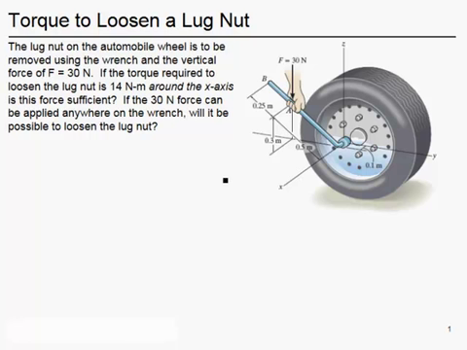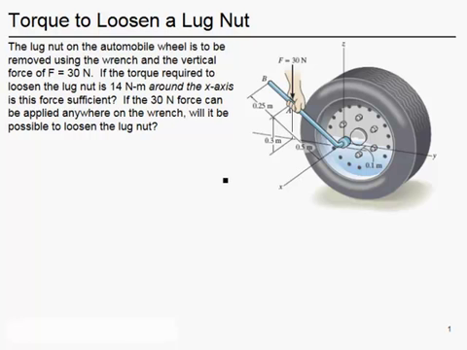The first part of the question says, according to the force as applied in the figure, in the vertical direction, can we loosen the lug nut? And the second part of the question says, if we can apply the force any way we want to at point A, how would we do it in such a way to maximize the moment and give us the best chance to loosen the lug nut?